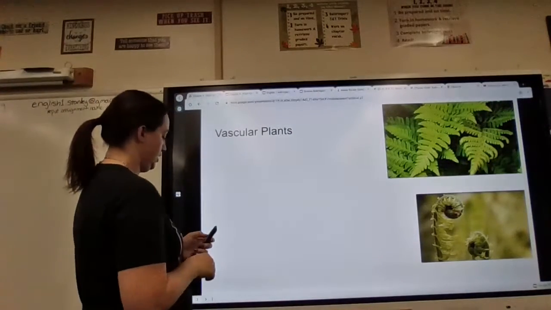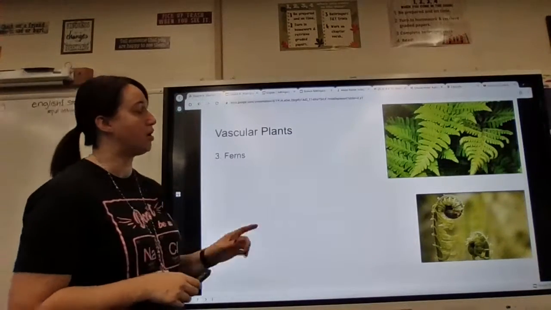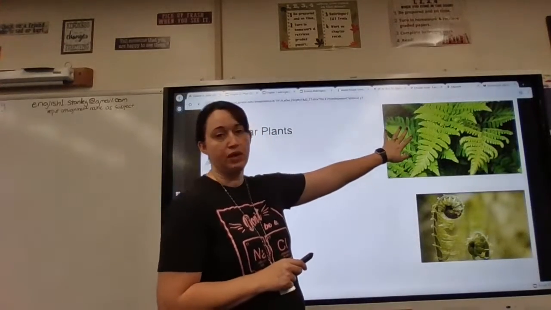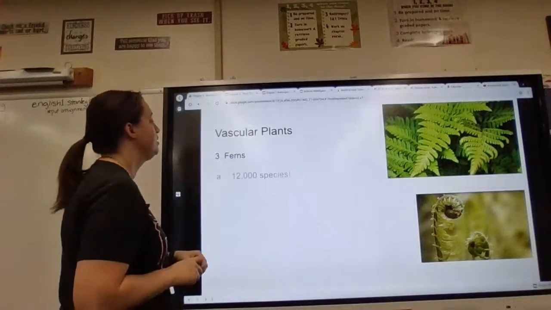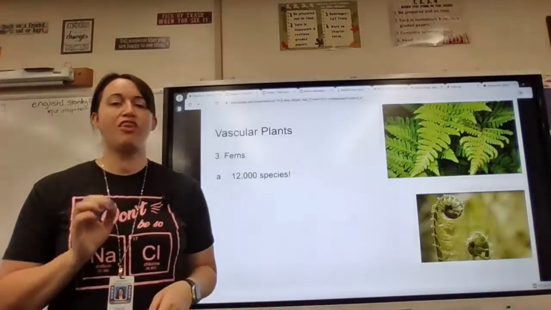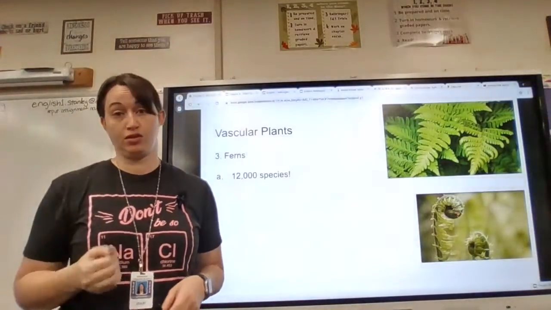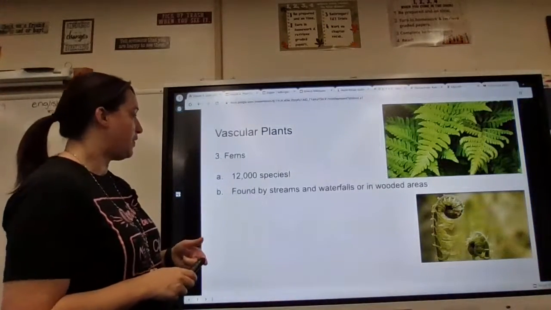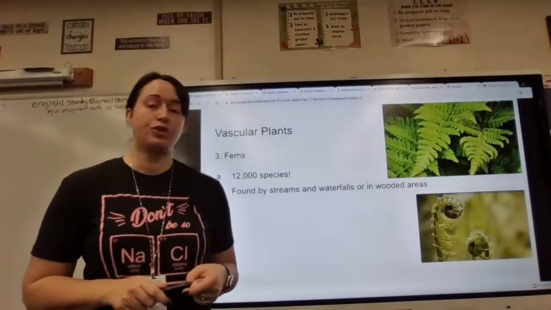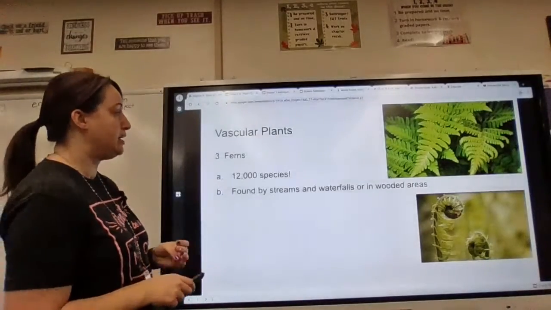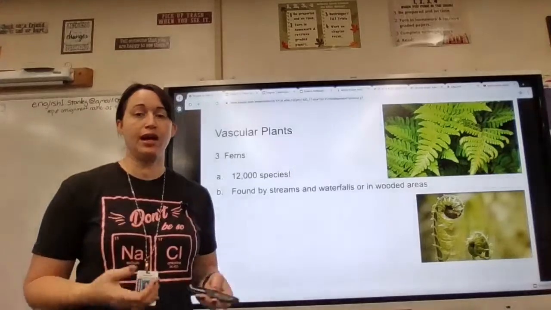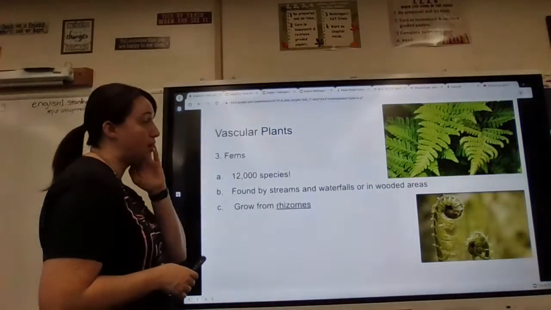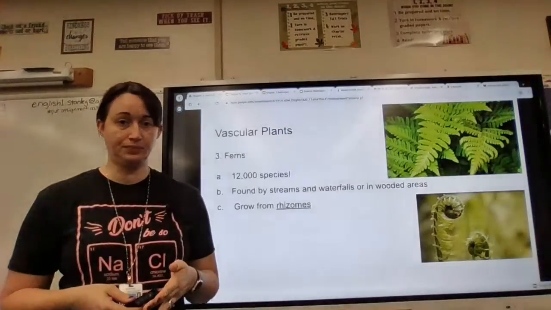Now, the next one that we're going to talk about are ferns. And I notice I have two very different pictures here. This is what an adult fern is going to look like. There are over 12,000 species of ferns. Obviously, this is a very large group. You will find ferns by streams and waterfalls and in heavily wooded areas. If you've ever gone hiking, you've probably seen this plant. These also grow from rhizomes.